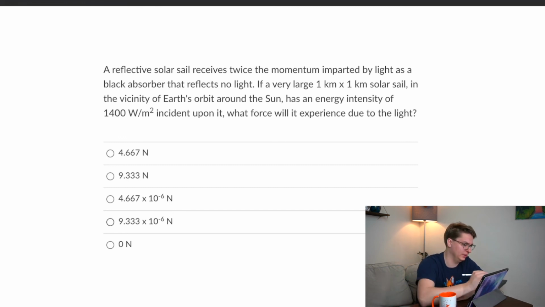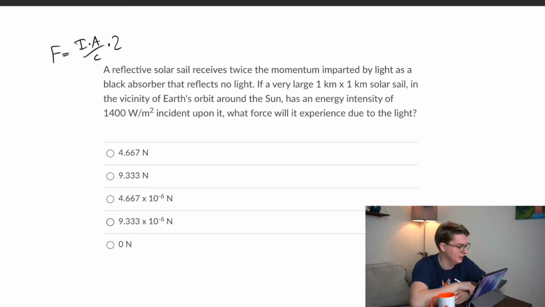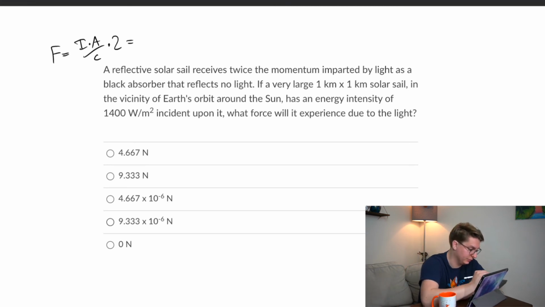Okay, I talked about this a little bit in the last video, but the force exerted on a solar sail is essentially going to be the intensity of light times the cross-sectional area. Again, that's watts per meter squared, so we need to multiply by meters squared to get watts, and then divide by the speed of light. And then we also have a factor of 2 that gets involved because the light is hitting it and reflecting off, imparting double the momentum as otherwise.